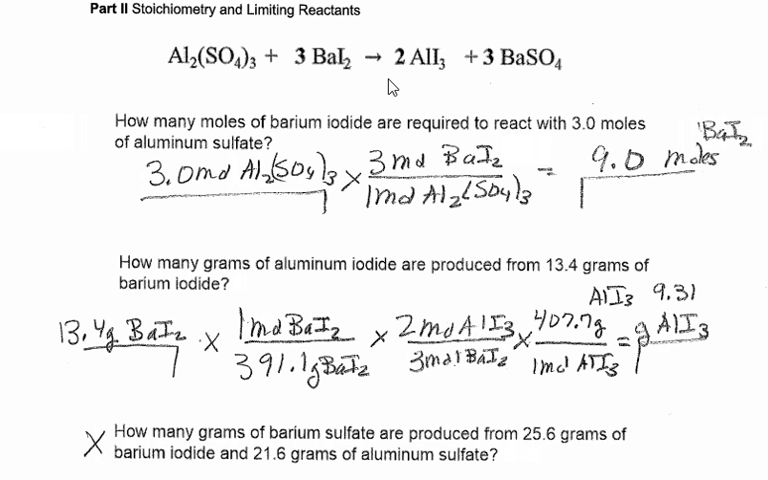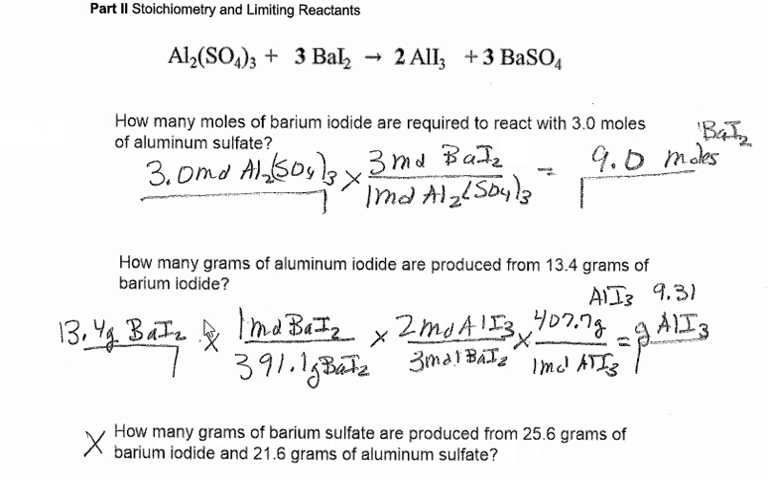iodide are produced. I'm going to put 3 on top, because that's what number's in front in the balanced equation. And I'll put 1 on the bottom, because that's what number is in front of our aluminum sulfate. So whatever's on the top here is on the bottom here, and vice versa. Whatever's on the top here is on the top over here. 3 times 3 gives you 9 moles of barium iodide.